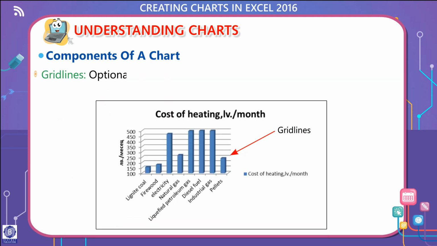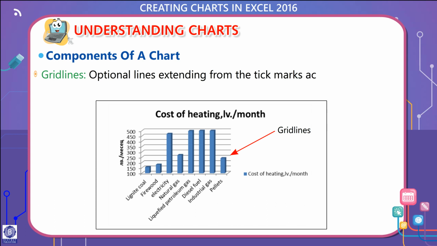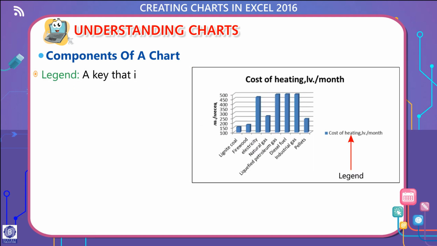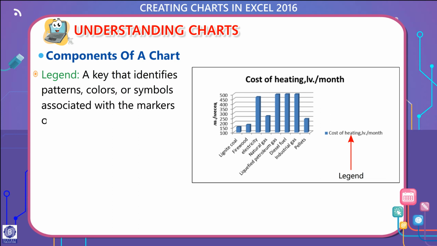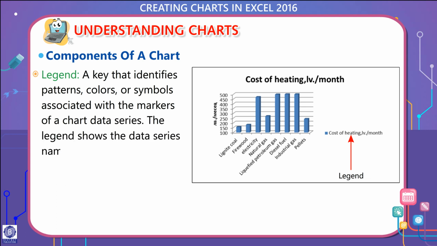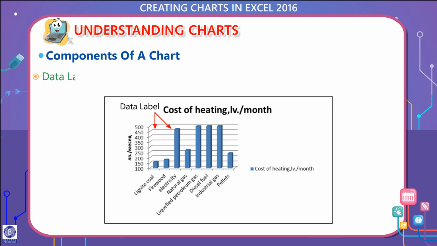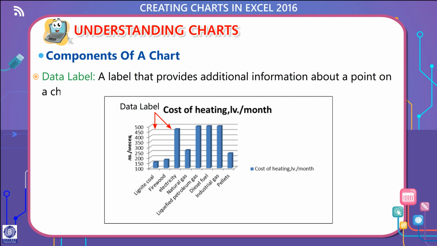Grid lines, optional lines extending from the tick marks across the plot area, thus making it easier to view the data values represented by the tick marks. Legend, a key that identifies patterns, colors, or symbols associated with the markers of a chart data series. The legend shows the data series name corresponding to each data marker, such as the name of the blue columns in a column chart. Data label, a label that provides additional information about a point on a chart.